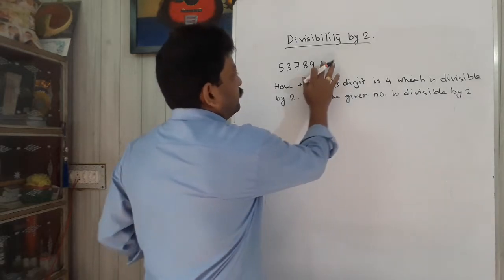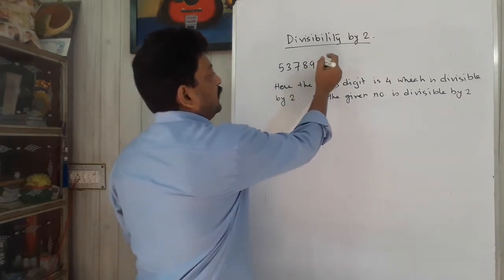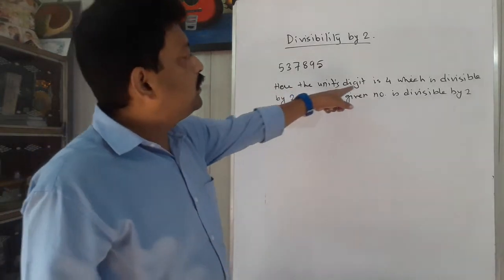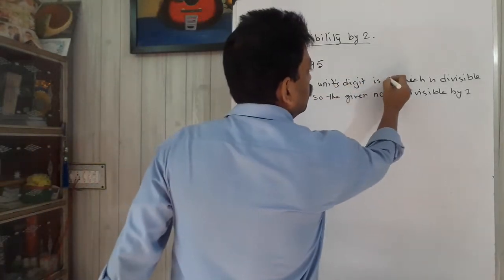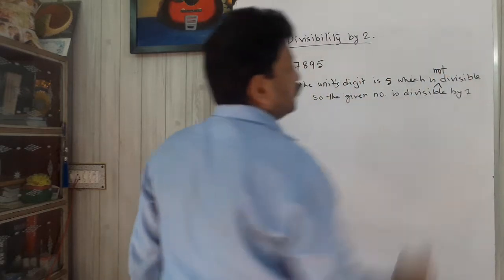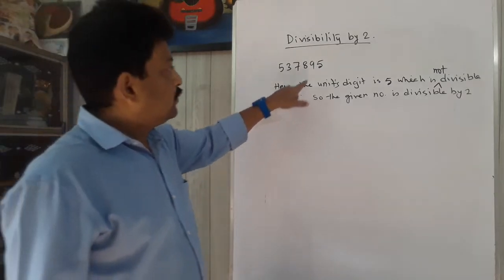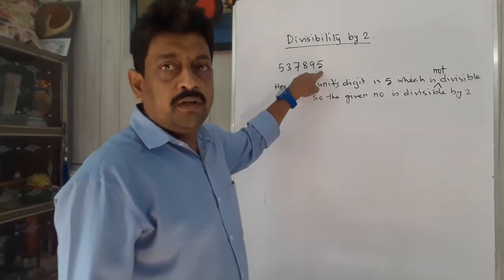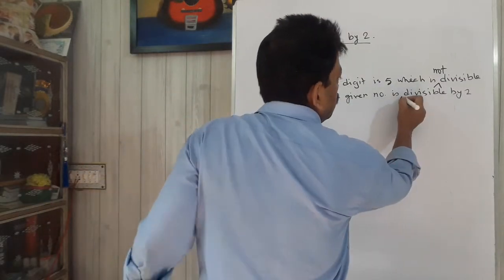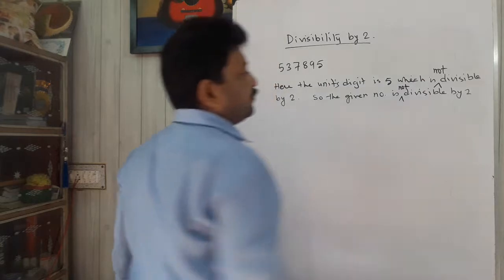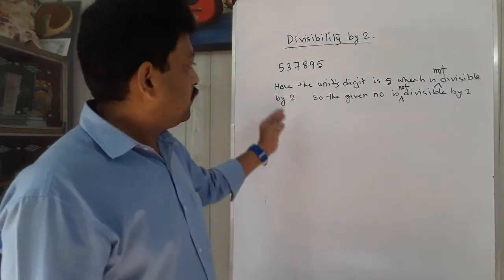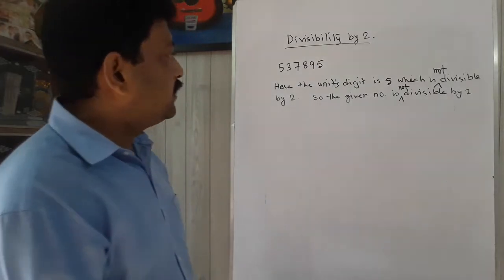Now if in place of 4 it is 5, so here the unit digit is 5, which is not divisible by 2. The unit digit is 5, it is an odd number, so it is not divisible by 2. So the given number is not divisible by 2. This much statement is required in each and every case. Okay, understood? So it is very easy.